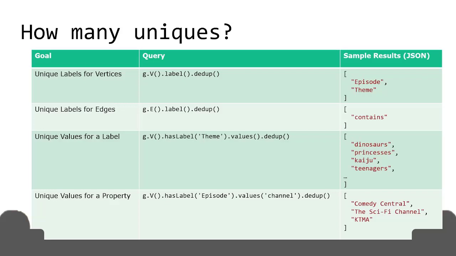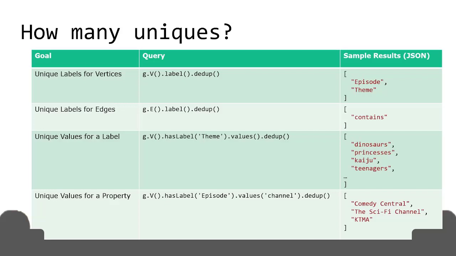You can also get unique values for a label by going into the values for that label. So for example, what are the unique values for the themes? Well, you can do g.V().hasLabel('theme'). So now we're looking at the vertices that are just the themes. .values() will get us the values of those nodes. We don't need all the other properties. We just want the values for the theme, for its name, and then dedup. And notice that our response will come out with dinosaurs, princesses, kaiju, teenagers, a giant, and aliens will also appear in there as well.